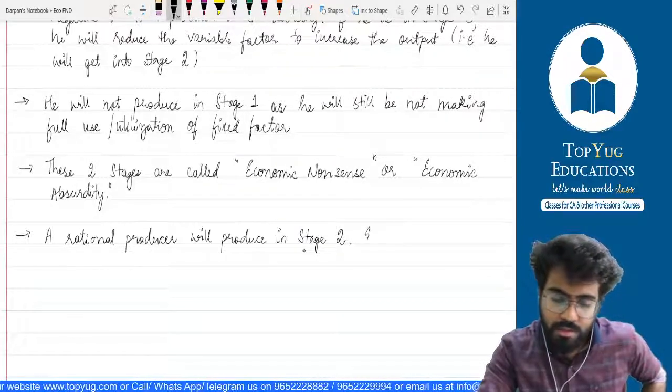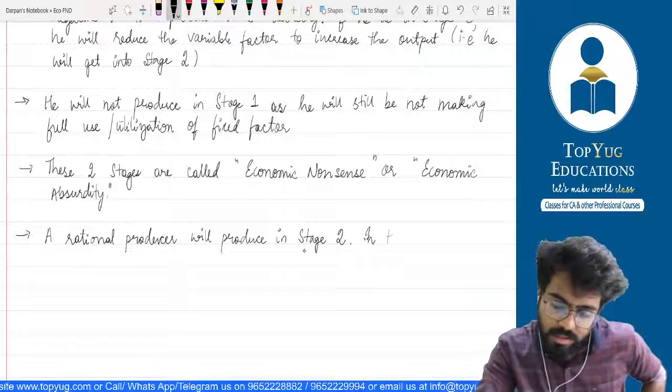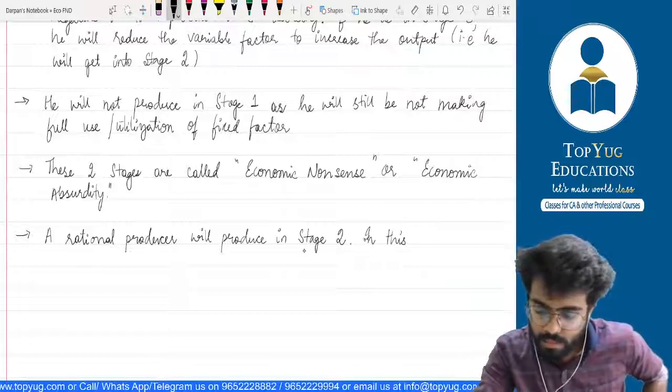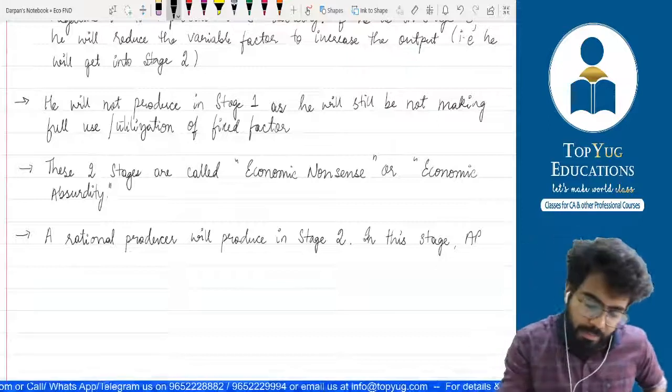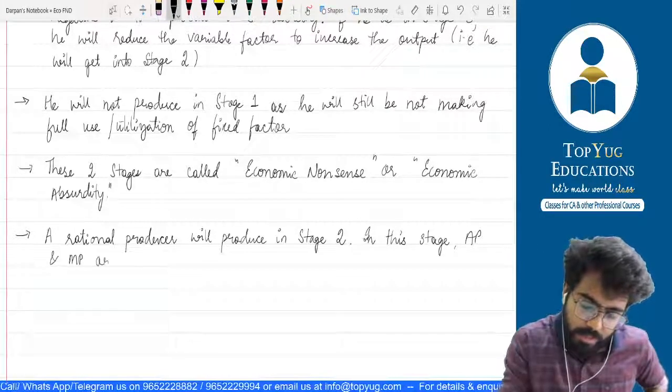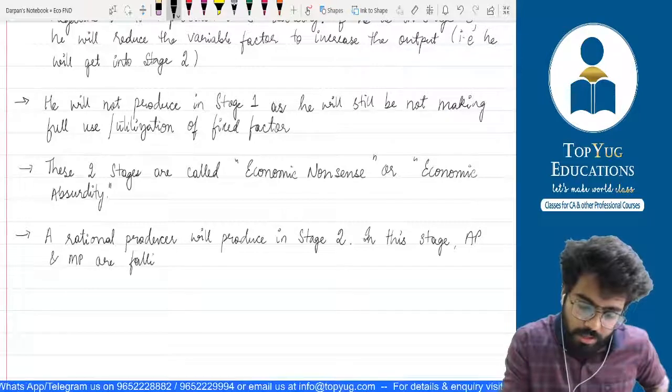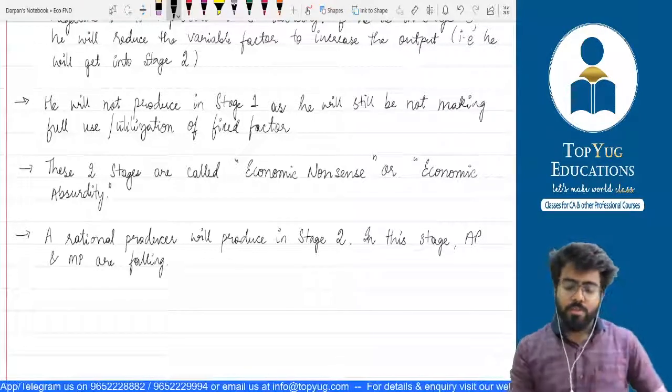Full stop. In this stage, AP and MP are falling. Full stop.